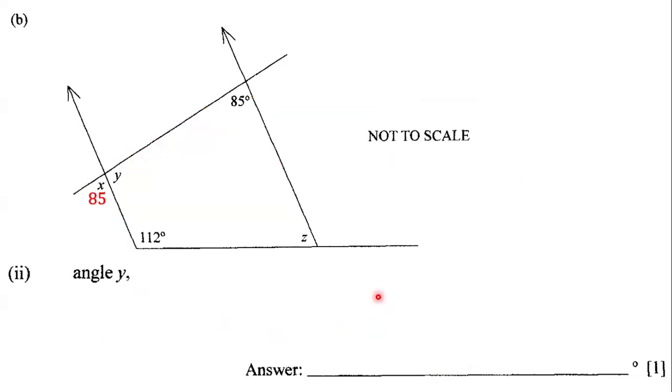Let's move on to the next question. Here, remember that X is 85 degrees, but they want us to figure out what is the size of angle Y. How can we determine the size of angle Y? Notice this useful geometrical rule. It states angles on a straight line add up to 180 degrees.